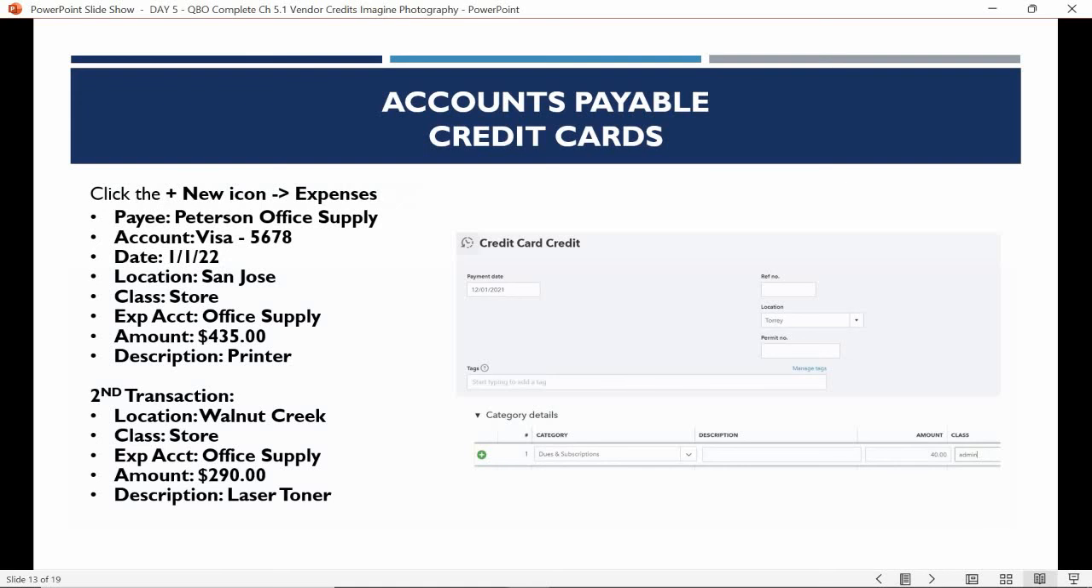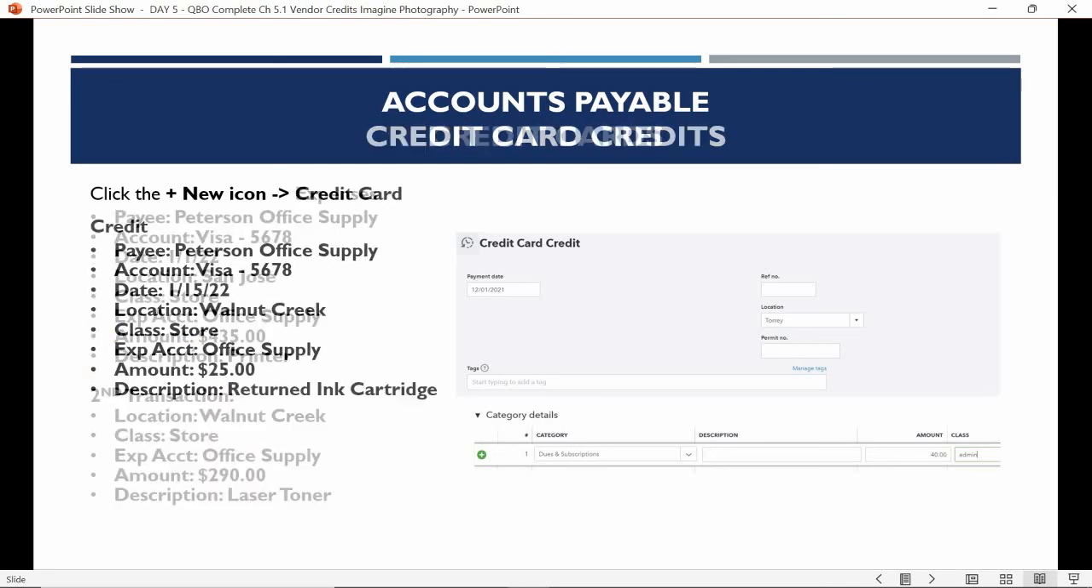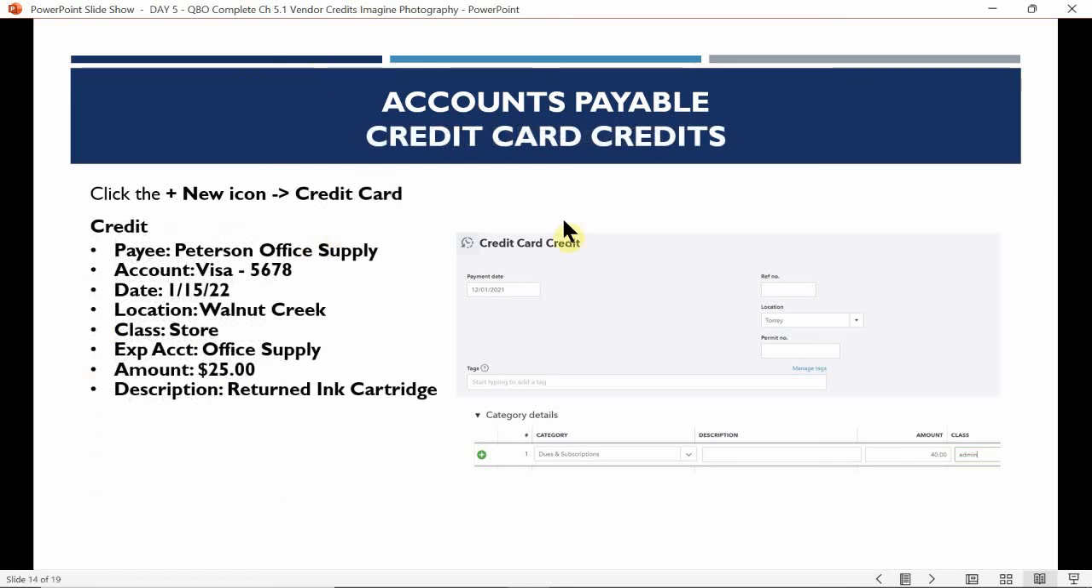So here, remember, we did a charge to Peterson Office Supply, right? We used our credit card. So this is an example of refunding money to a credit card. We made a purchase on January 1st for the office supplies, for the printer for San Jose and the printer ink for the Walnut Creek. Now, in this case, let's actually do a credit card refund.